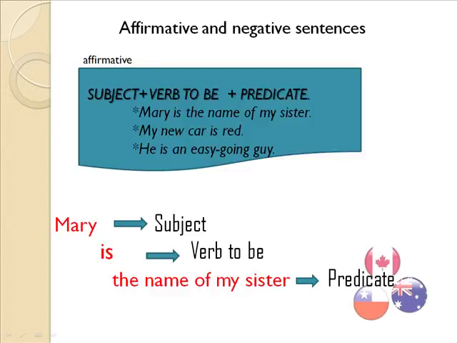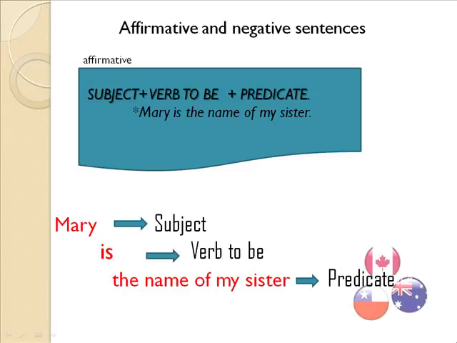We have different kinds of sentences: affirmative, negative, and interrogative. To know how to create them, we have to follow the following steps. An affirmative sentence is when you want to establish or say something. To create an affirmative sentence, you have to write first the subject plus the verb to be plus the predicate. Here we have an example. Mary is the name of my sister. Mary is the subject. Is the verb to be. The name of my sister is the predicate.